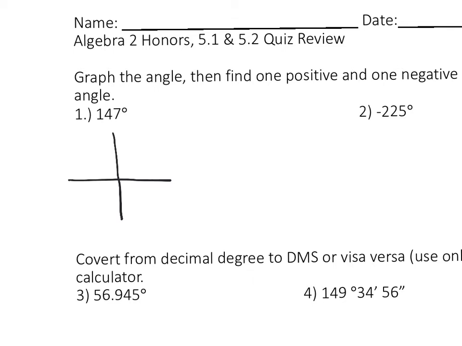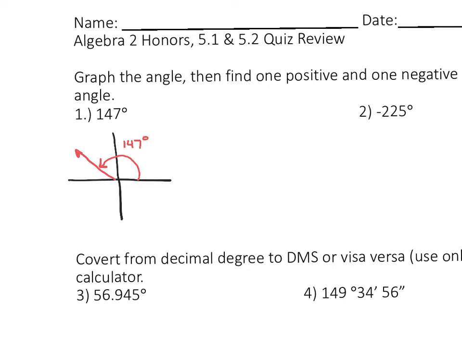And we're going to go ahead and graph the positive 147 degree angle. Remember, when you graph a positive angle, you go counterclockwise. So I'm going to go 90 degrees, and then I need to go a little bit more, another 57 degrees to get it to 147. Make sure you include the arrow so I know you went in the correct direction. This is how you would graph the 147 degree angle.